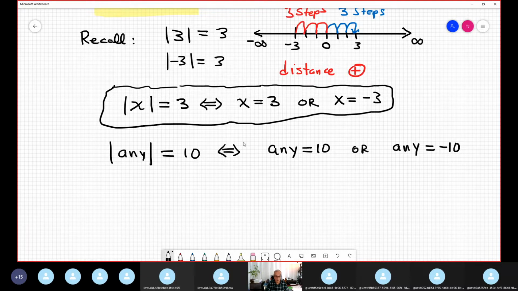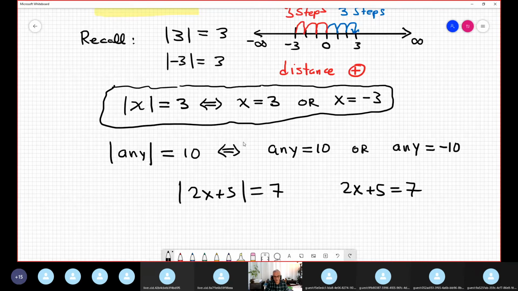Okay? Some people I see every day on the test. Suppose absolute value of 2x plus 5 equals 7. And people say, no, I don't care about this bar, 2x plus 5 equals 7. This is wrong. Totally wrong. Okay? Don't do that. Never, don't do that.